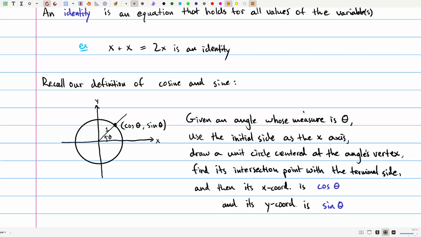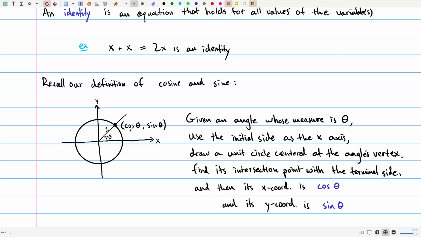You start with an angle with a particular angle measure, theta, we'll use here as the variable name. We use the initial side of the angle as the x-axis. So wherever this angle might be in the plane, we can scoot it over so that the initial side is along the x-axis. And furthermore, we can make it so that the vertex, which is this point right there, is at the origin. And then what we do is we draw a unit circle centered right at the origin. Unit circle meaning radius 1. And then we see where the terminal side intersects with that unit circle.